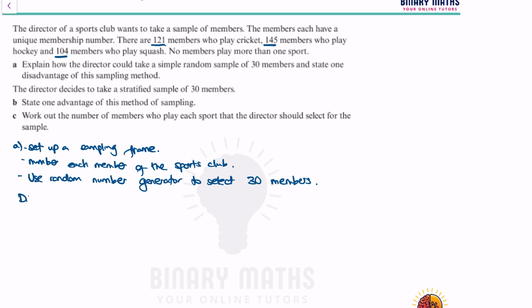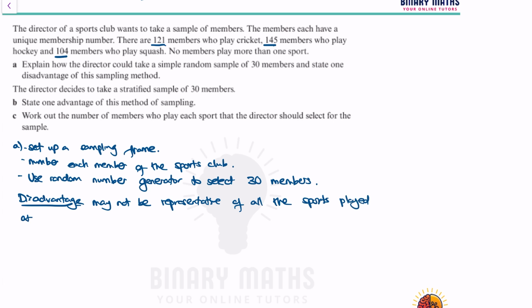Disadvantage: it may not be representative of all the sports played at the sports club, because you might end up with all the members in the sample playing, for example, cricket.